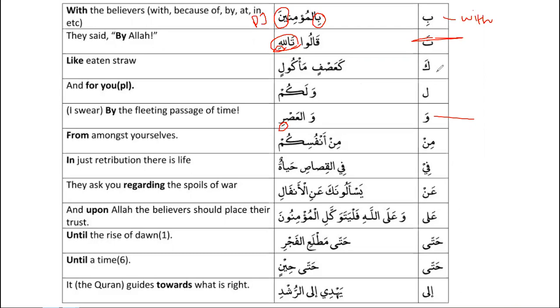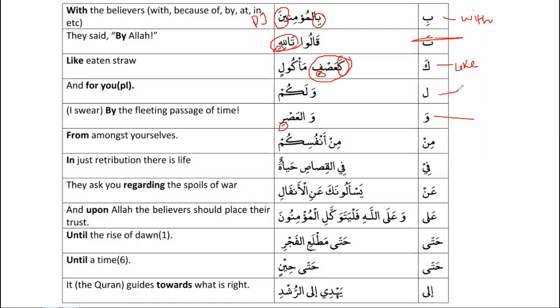So now comes ka. Ka means like. We all know ka asfin. Ka followed by asfin means like straw. Ka is making the next ism after it jar status.